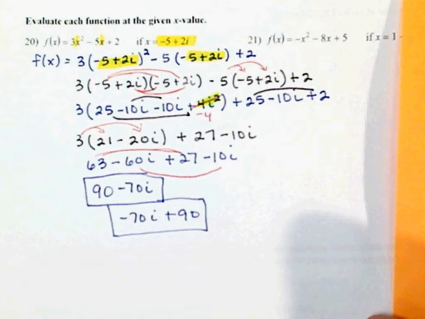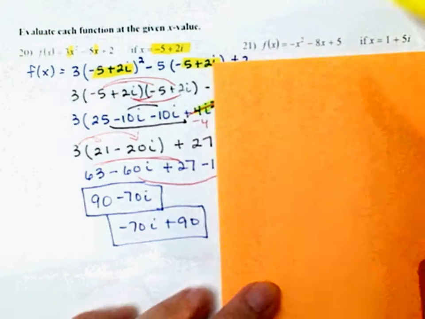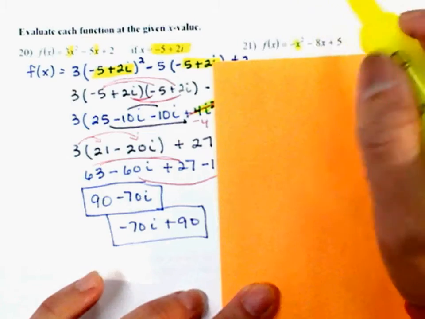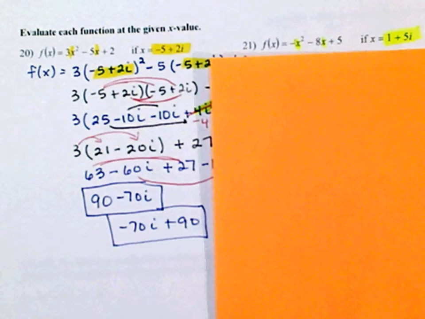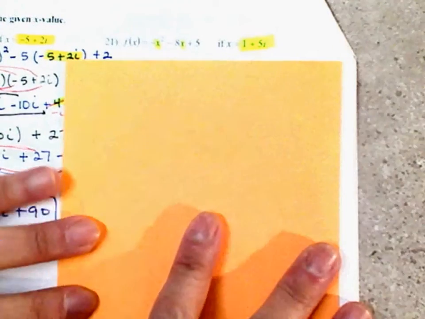Okay, number 21. Here we go. Same thing. Wherever you see an x, this time you're going to put 1 plus 5i. Here's an x here, and there's an x there. Okay? So let me scoot this paper over. There we go. All right.